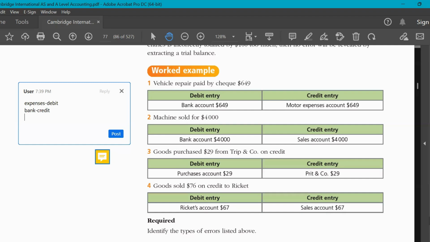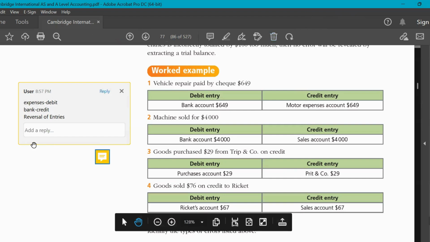And what is the type of error? What's the name of the error on this transaction number one? Okay, the error is obviously the reversal of entries. Errors of reversal, because the right accounts are used, but the debit and credit sides are swapped. It's just swapping. So it's reversal of entries.